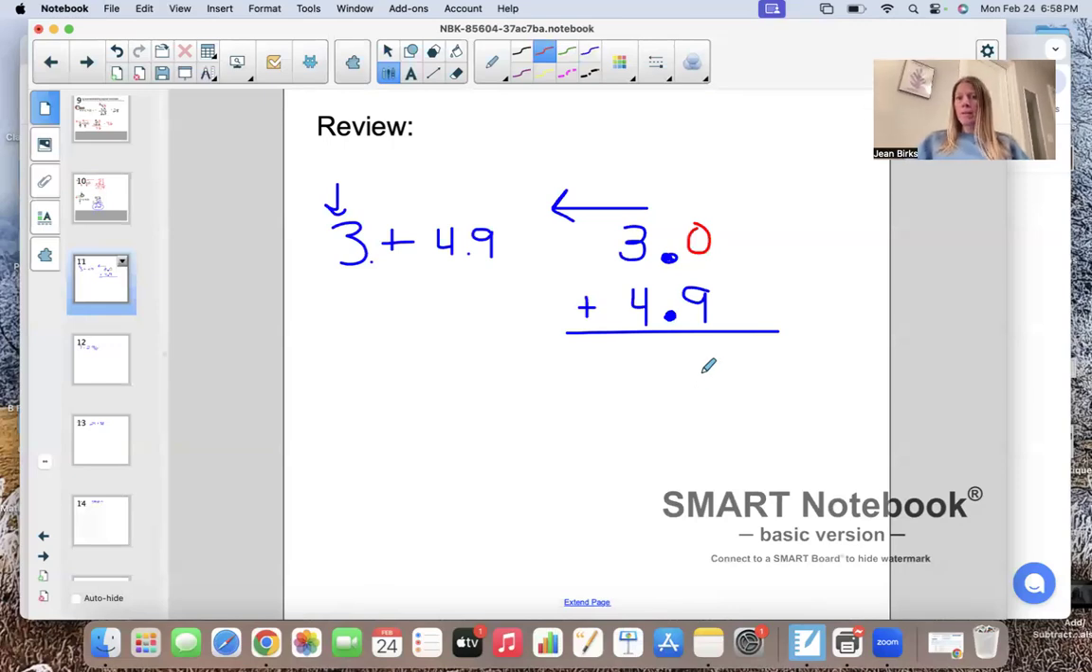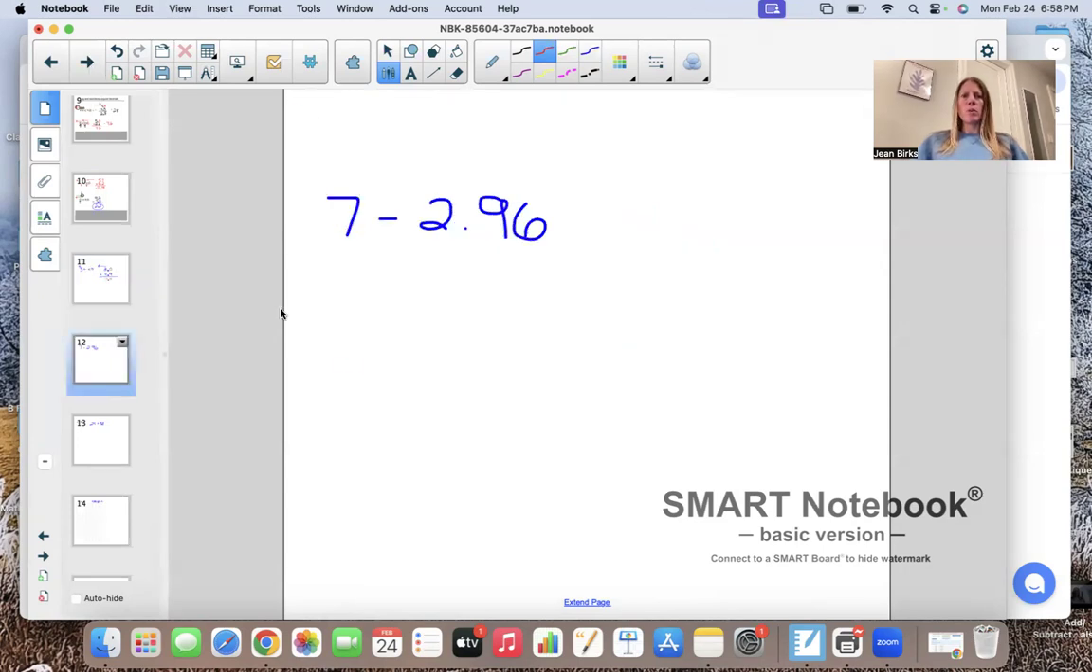Now we're ready to add. 0 plus 9 is 9. The decimals are straight up and down. 3 plus 4 is 7. My answer is 7.9. Question number 2, hit pause and try it, and then hit play and see if you're right.